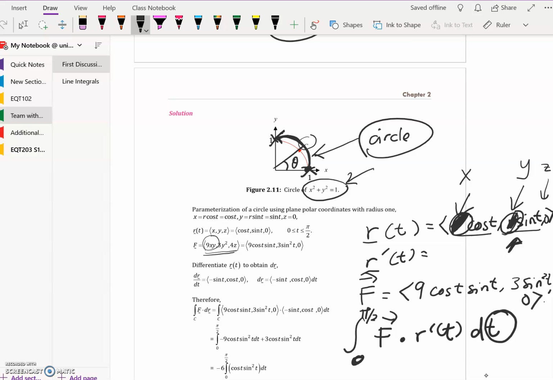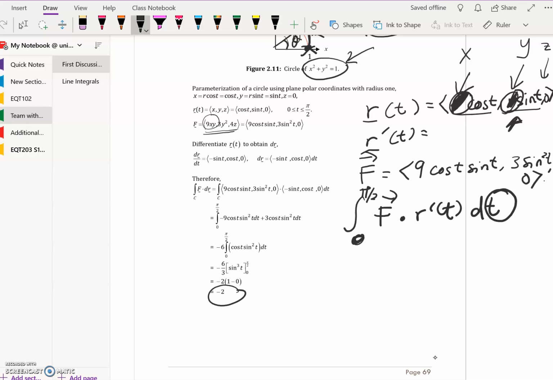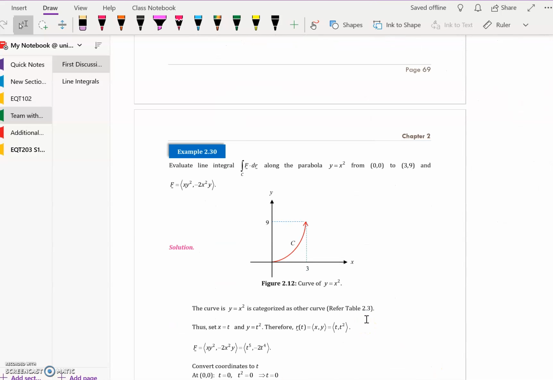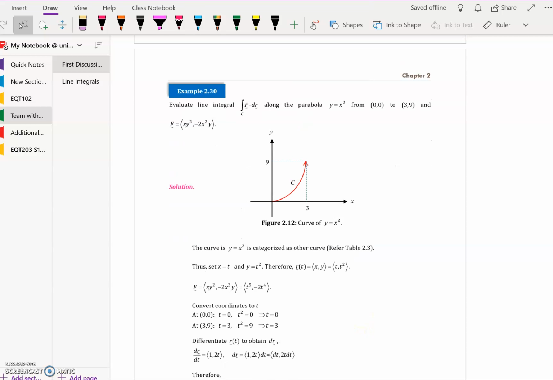So when you have a circle, please check what is the limit of your theta. Is it in the first quadrant, second quadrant, third quadrant, or fourth quadrant? A full circle means that the limit is from 0 to 2 pi. So you can evaluate here, and then you will get -2 as the solution. Okay, and let's discuss the third example in the next video. Thank you.